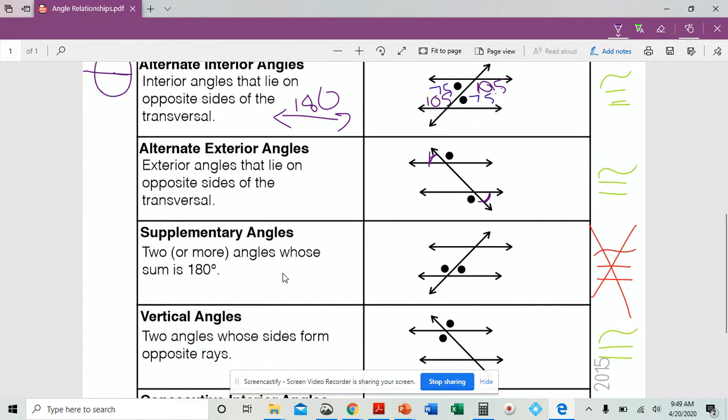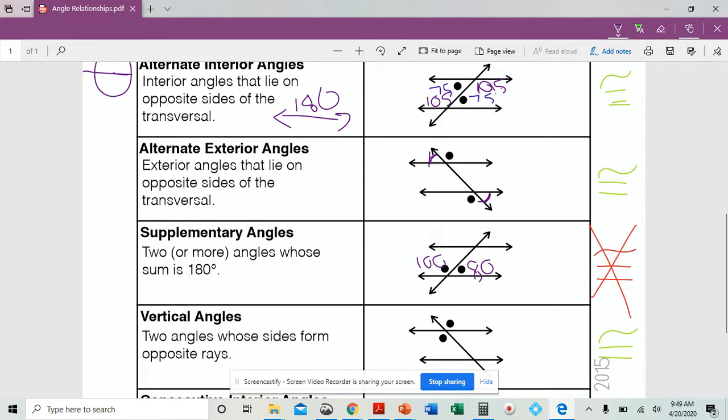Now, supplementary, we just talked about that a little bit up here. Supplementary means that they're two angles and they add up to 180 degrees. Okay, so if they're on a straight line, we know that a straight line has to be 180 degrees. If you know one of these measurements, let's say that this angle is 80 degrees, and we know the whole line is 180 degrees, we know that this measurement over here is going to be 100.